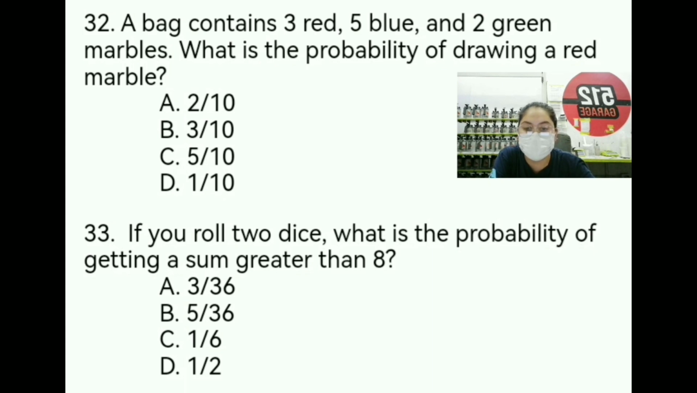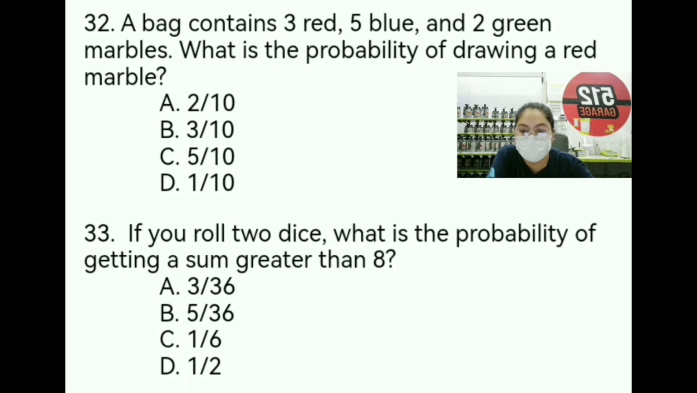We need to find all the combinations of rolls where the sum is greater than 8. So these sums are 9, 10, 11, and 12. Let's count the number of combinations for each sum. For the sum of 9, the possible rolls are 3 and 6, 4 and 5, 5 and 4, and 6 and 3. So the total is 4 outcomes.